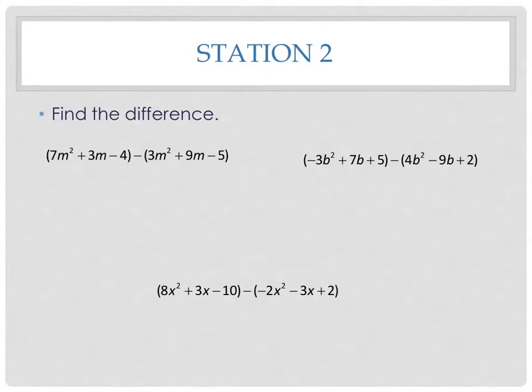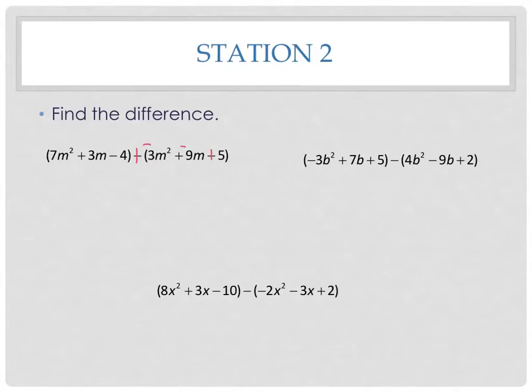In station 2, we're going to find the difference. So again, the big thing here that we need to understand is that for subtraction, we're going to add the opposite of every single term. So changing positive 3m squared to negative, changing positive 9m to negative 9m, and then here changing negative 5 to plus 5. And then I'm simply going to use my skills of adding.